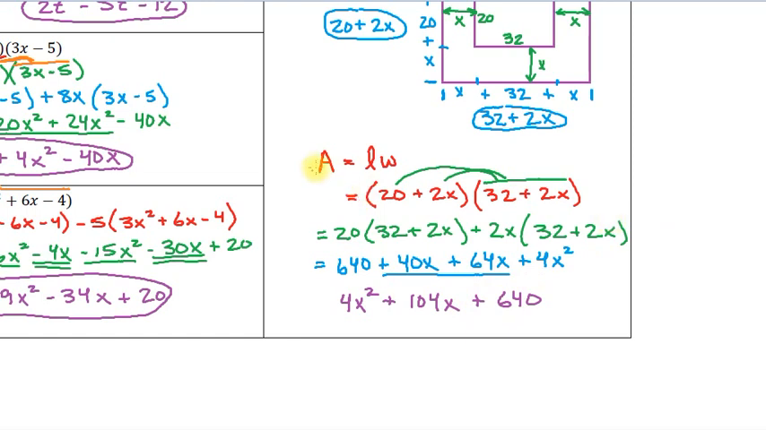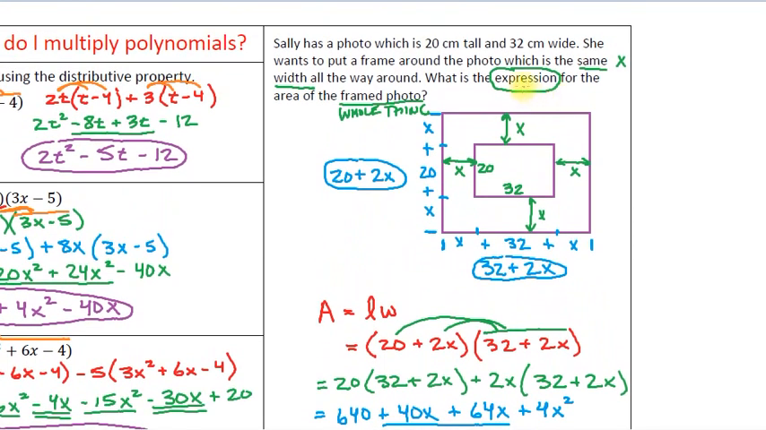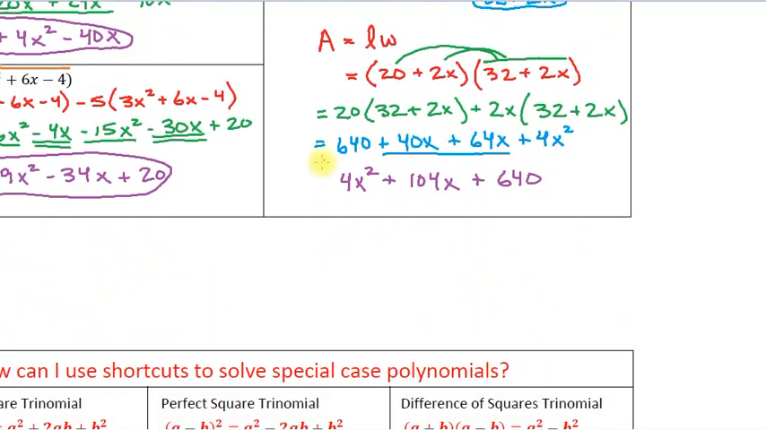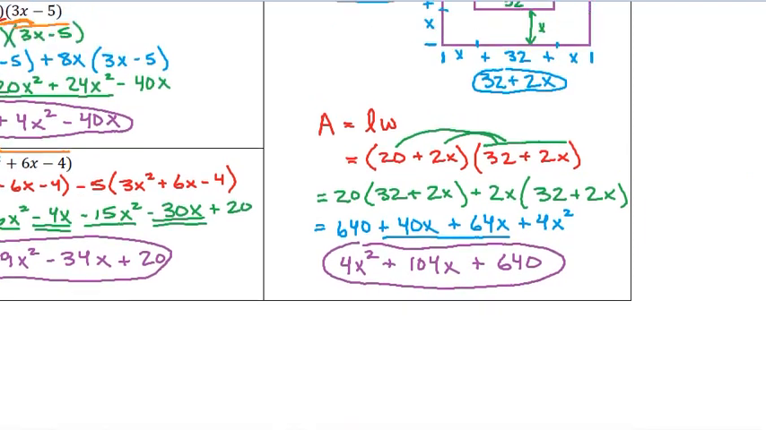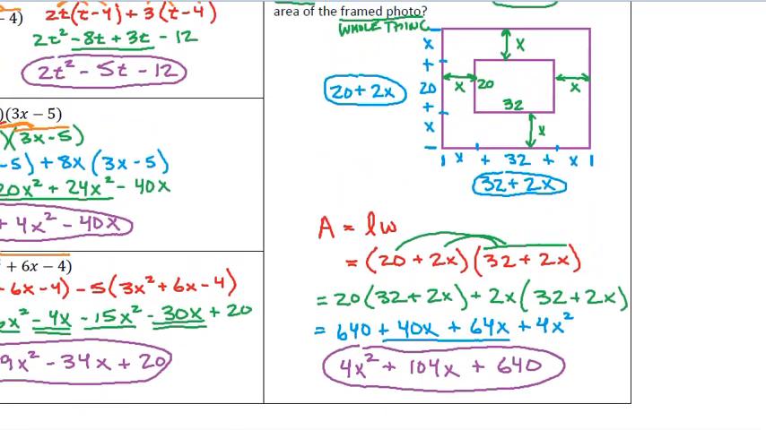Now, you might have the temptation to write A equals this, but here's the problem with that. It's a small problem, but it is a problem. It asks you for the expression, not the equation for the area of the frame. But if they ask you for the equation, your final answer would be A equals 4x squared plus 104x plus 640, because that's an equation. It has the equal sign. They want the expression, so we're actually done right here. The expression, remember, is a math sentence but doesn't have an equal sign in it. So there is the expression for the area of this frame and photo combined together.